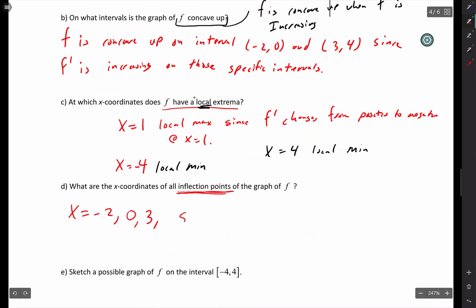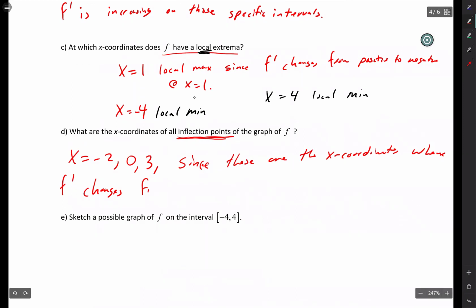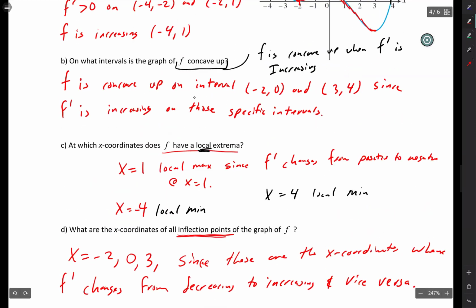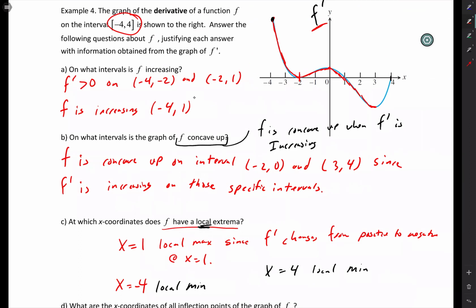And I'm going to say why. Since these are the x coordinates where F prime changes, let's see, what happened first? Decreasing to increasing? Changes from decreasing to increasing and vice versa. If this were the graph of F, the point of inflection would be at -1. But this is a graph of F prime. Okay. And don't worry, we're going to make it simple.